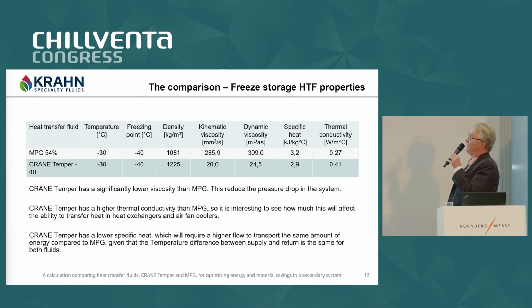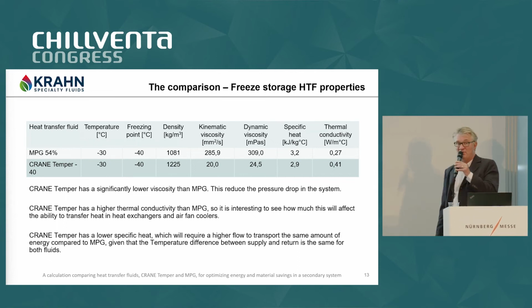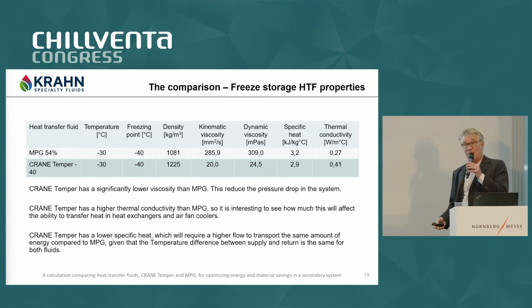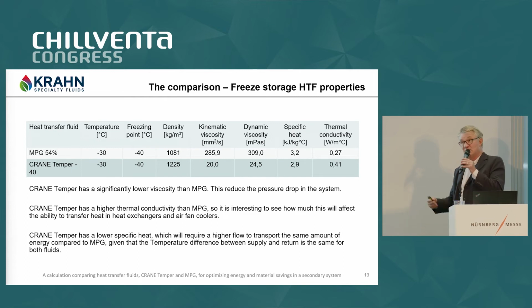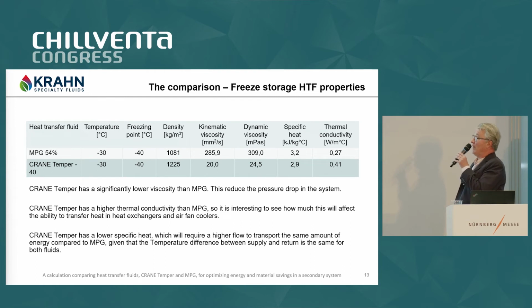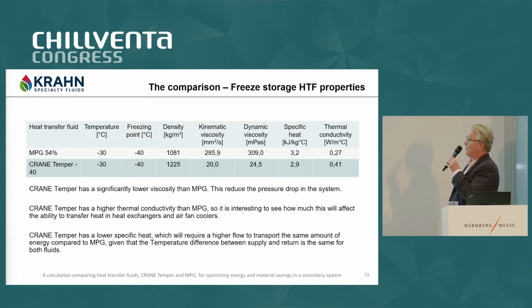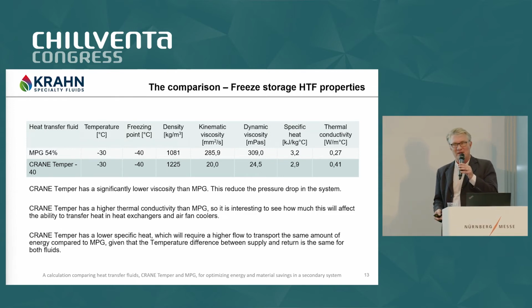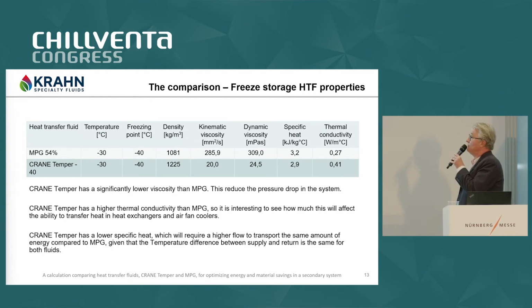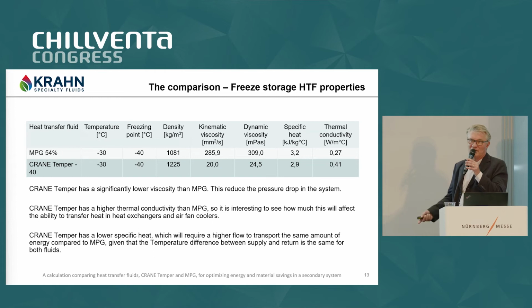For the MPG it's 54%. Perhaps no one used that high concentration for MPG, but to make it clear to everybody what is the other fluid, it's MPG that most people recognize. We use that anyway in this case. And for Kraneteper, we use Kraneteper -40. And -40 indicates the freezing point instead of percent, because different products have a different percentage. But freezing point is freezing point, much easier.